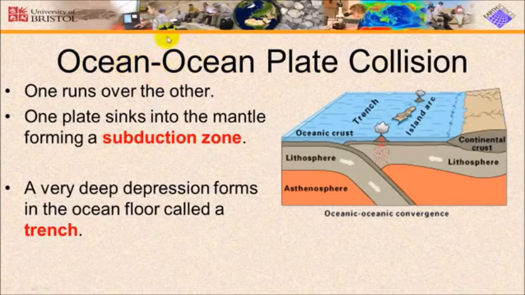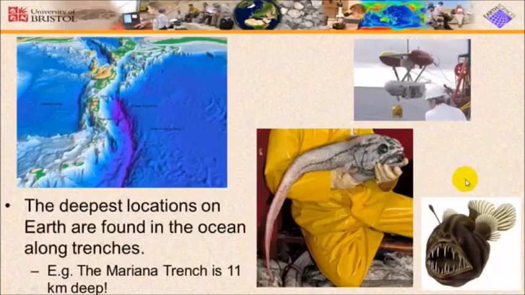The last type of convergent boundary is an ocean-to-ocean plate collision. Now, in this case, both plates have the same properties. They're thin and they're dense, which means that they both want to sink, but they both can't sink. When two oceanic plates converge, one runs over top of the other, causing it to sink into the mantle and form a subduction zone. And the feature that we see on Earth at a subduction zone caused by two oceanic plates meeting is a trench. Trenches are extremely deep. They're some of the deepest places on Earth. The Marianas Trench, for example, is located off the coast of Japan and is 11 kilometers deep.